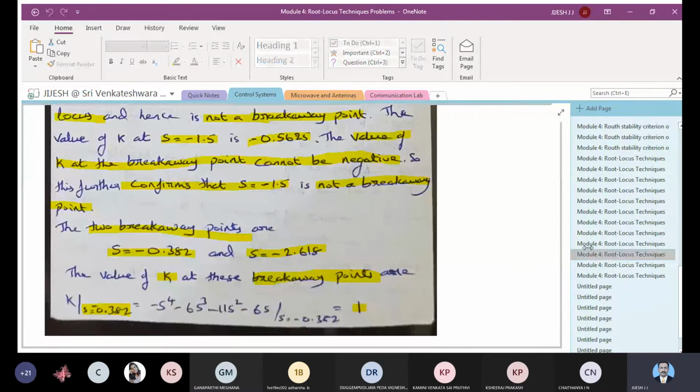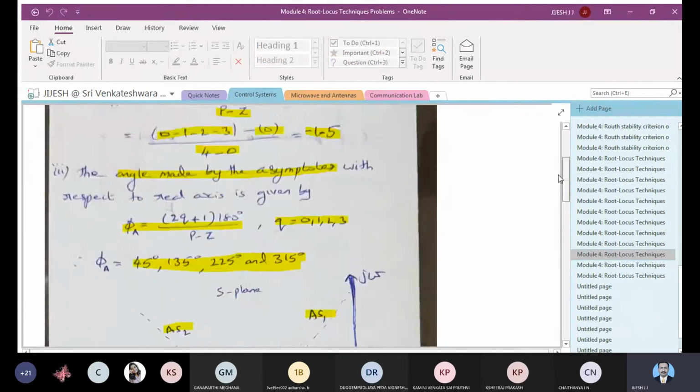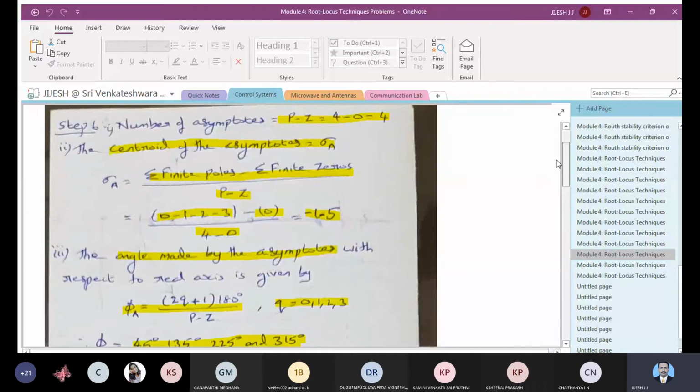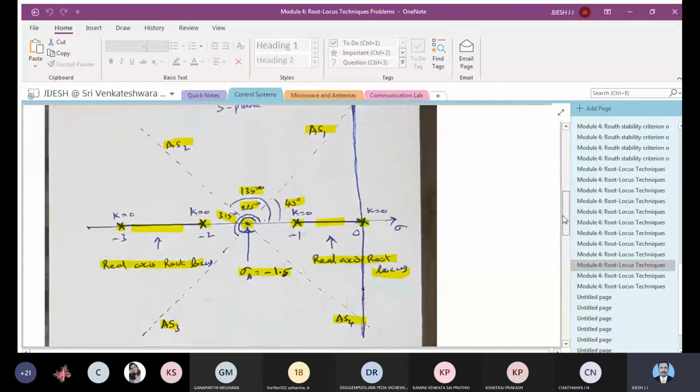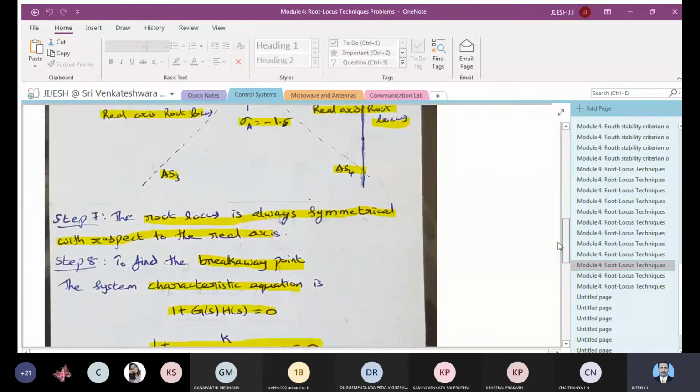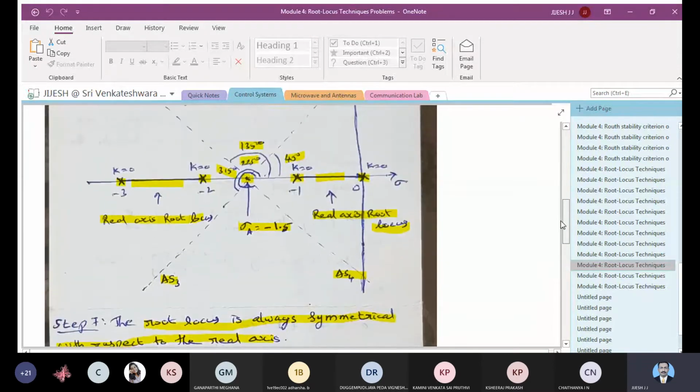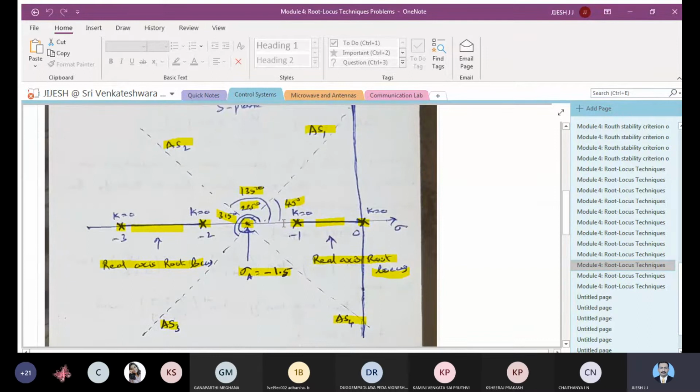Then we have also found the centroid, and then we have found the asymptotes. Number of asymptotes is 4, centroid was 1, and this was the problem carried out in the previous class, where you got angles as 45, 135, 225 and 315. Then we also proceeded with the problem. We have drawn the centroid, and we have marked all the asymptotes. We marked all the poles, and all those things are completed.